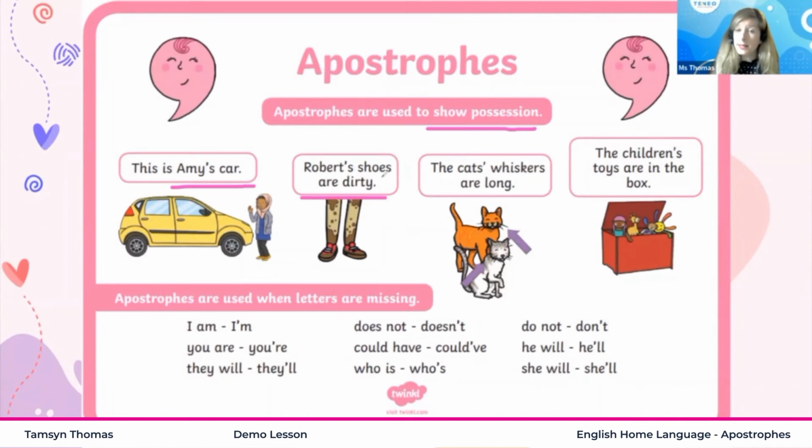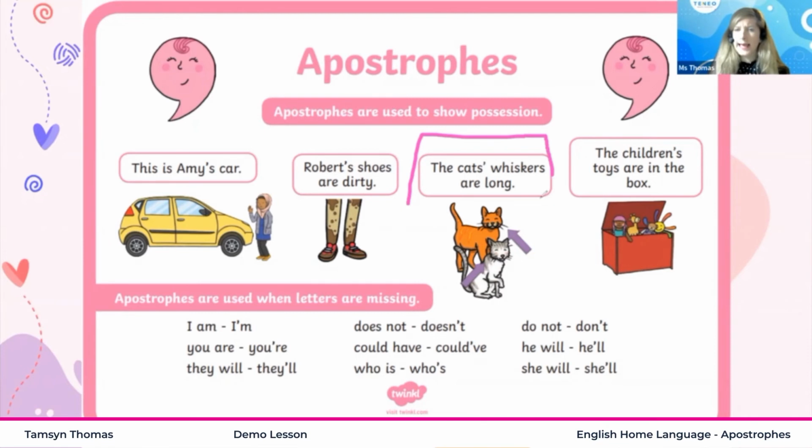Sarah wants to know, why does the apostrophe go by Robert, not by shoes? Well, it's actually a very simple answer. Robert owns the shoes, not the shoes own Robert. That was a very good question and a common mistake. Work out what is doing the owning.